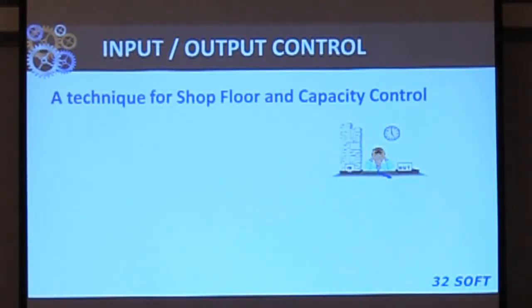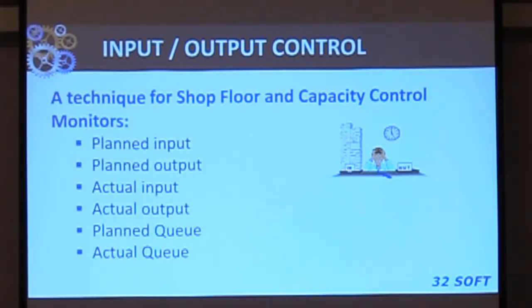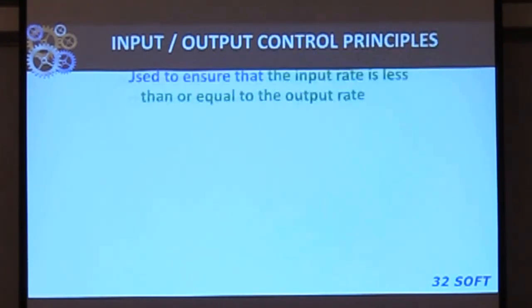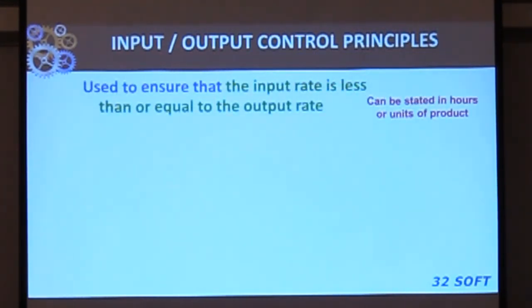Input-output control is another technique that can be used. It's for shop floor and capacity planners, and it monitors planned input versus planned output, actual input versus actual output, planned queue versus actual queue. So these help us monitor the system against the performance of what we expect from our planning process. Principles are that you want the output to be less than or equal to the input, so that you're not building inventory.